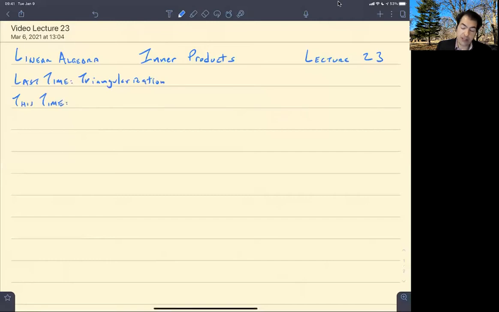So this time specifically, inner products, and inner products are generalizations of the dot product. So an inner product is a product of vectors that gives you back an element of the field, generalizing the dot product that we're used to on R^n.